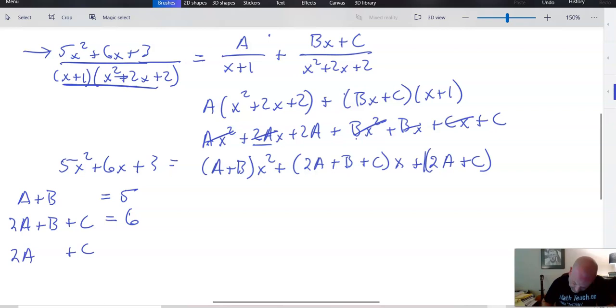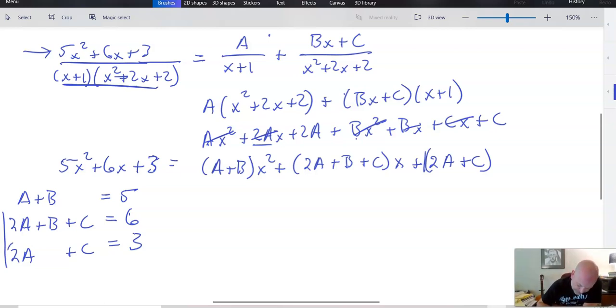And then the last one, 2a plus c equals, oh, that should be a 2. No, that is a 3. Okay, equals 3. There we go. Now, I want to point something out. If you look at just these last two, you notice the first and the last coefficients are the same. So if I subtract one from the other, all I'll be left with is b.